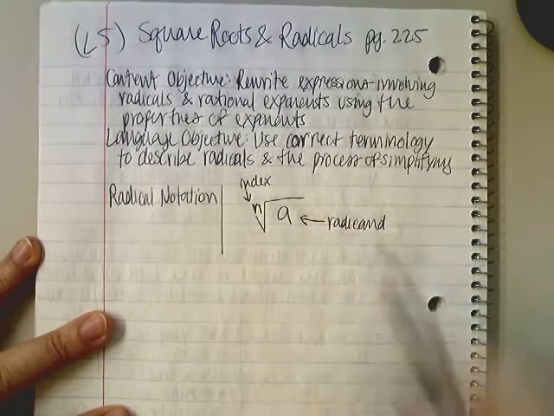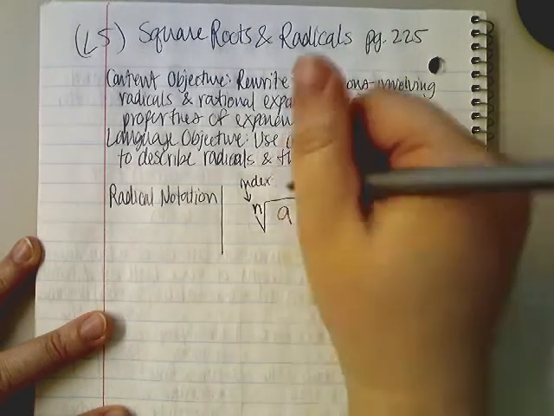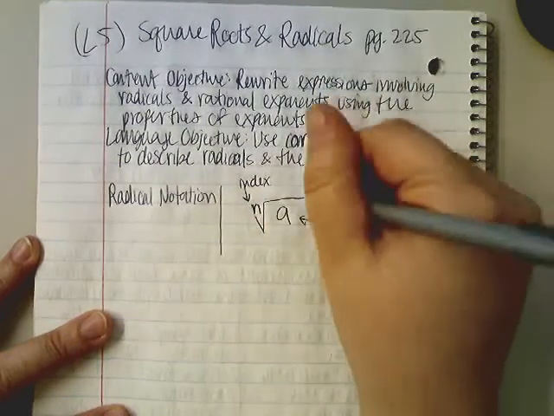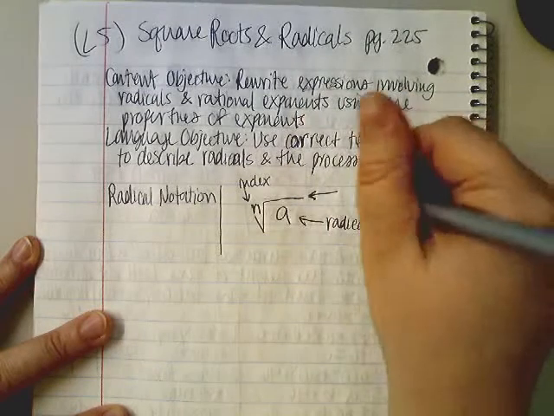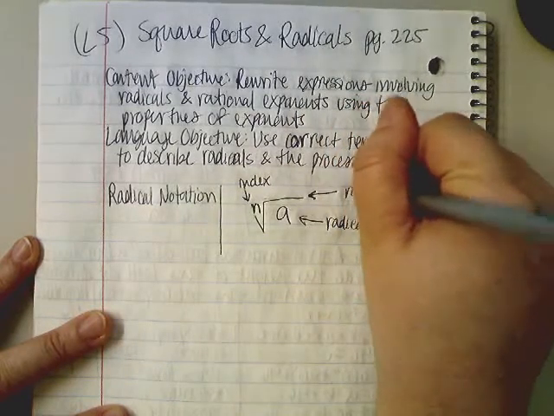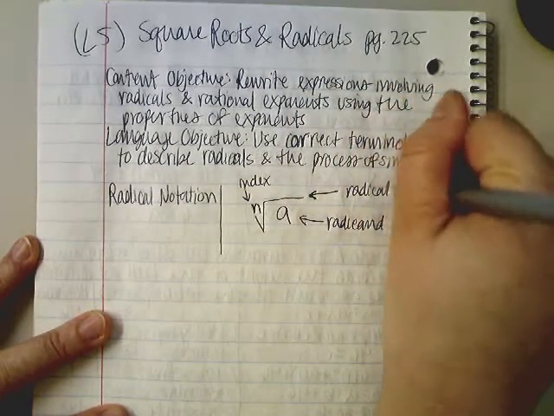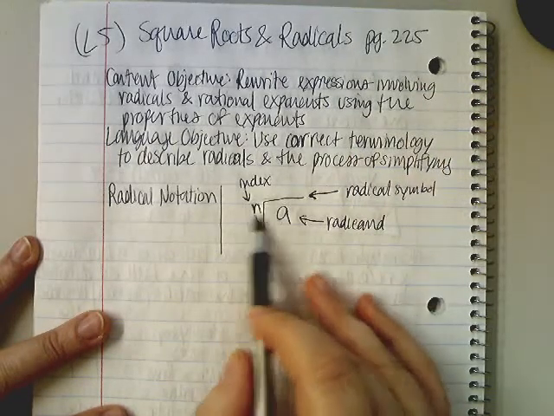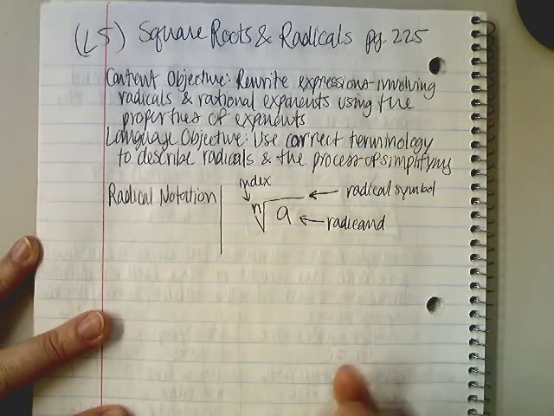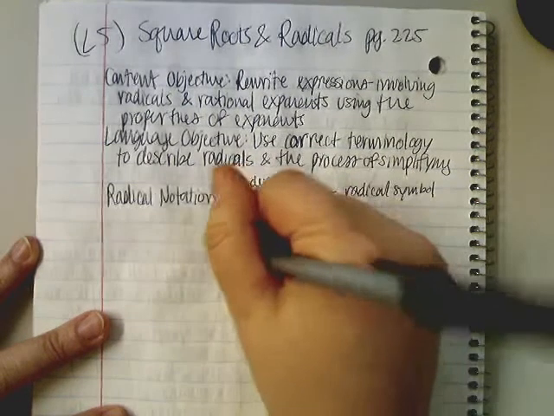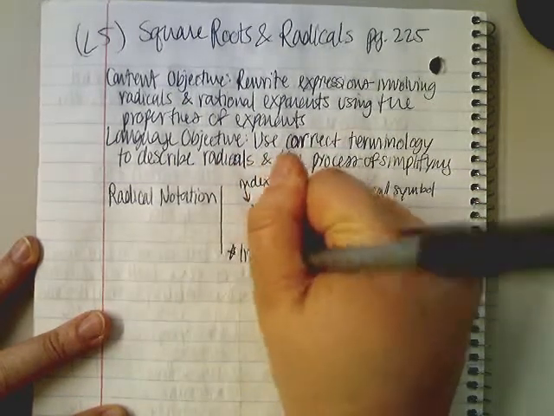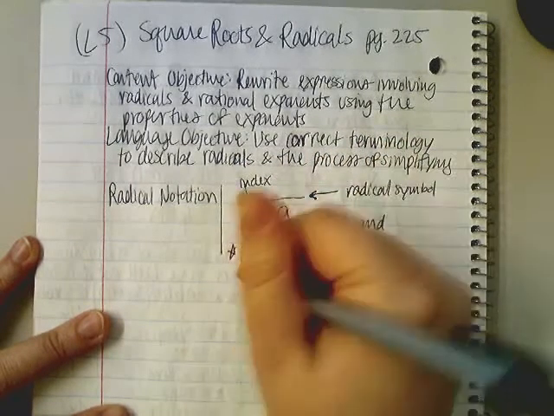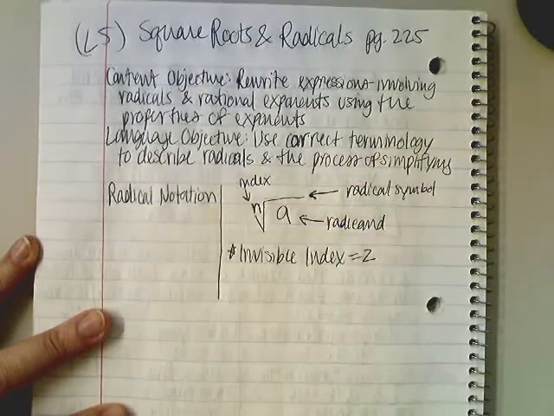So our index is n, our radicand is a, and then our radical symbol is the actual checkmark looking thing with the line on top. That is our radical symbol. What some of you might not be familiar with is the fact that our index, when we're working with square roots, is not always written. Our invisible index is 2. So when we're taking the square root, we don't always write that number.